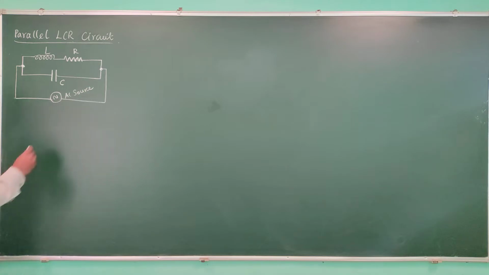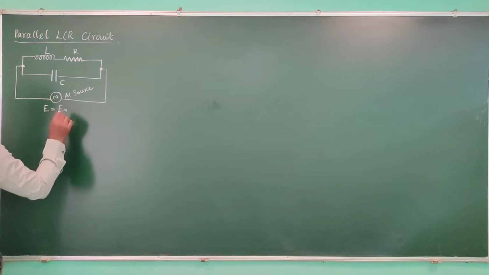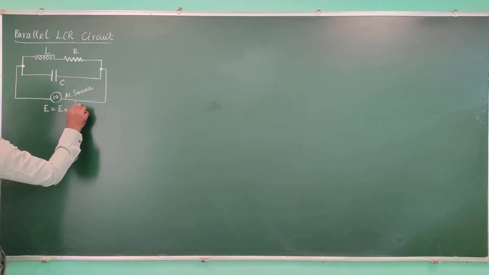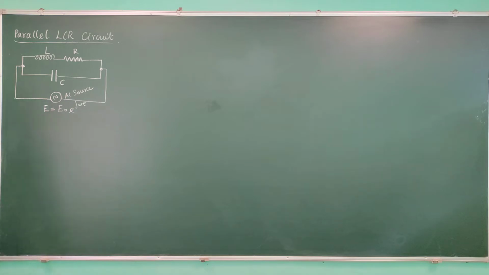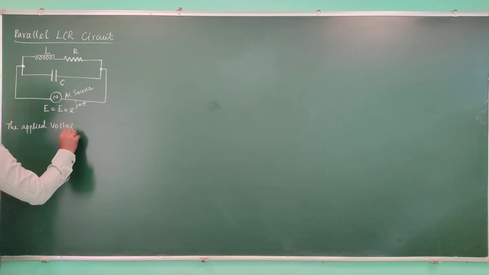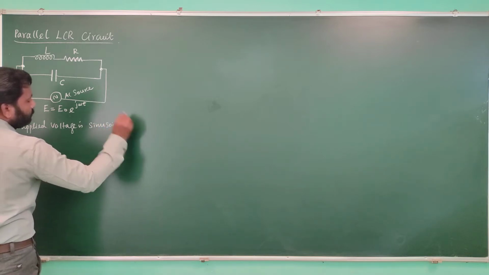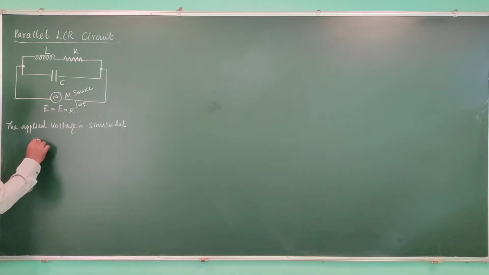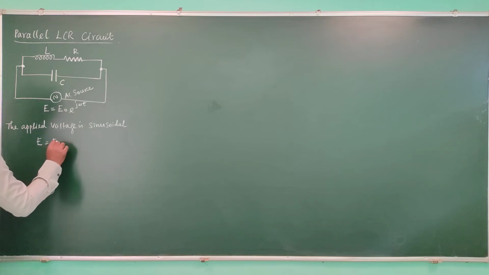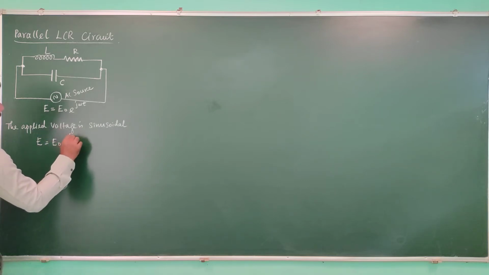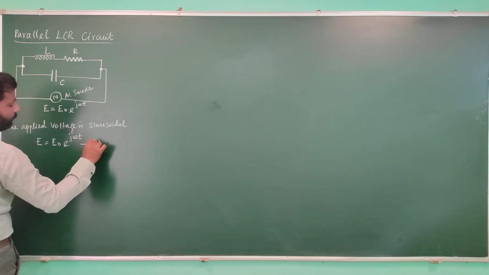We denote this AC source as E, which we can express as E naught e power j omega t, right? Here the applied voltage is sinusoidal, it's a sine wave, and we can represent it as E equal to E naught e power j omega t.